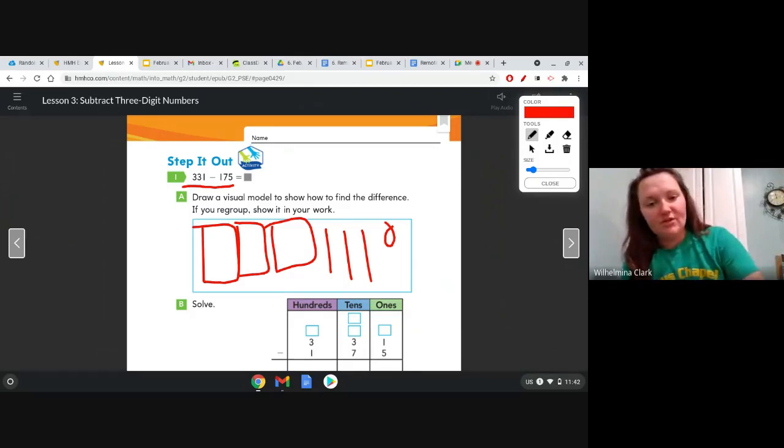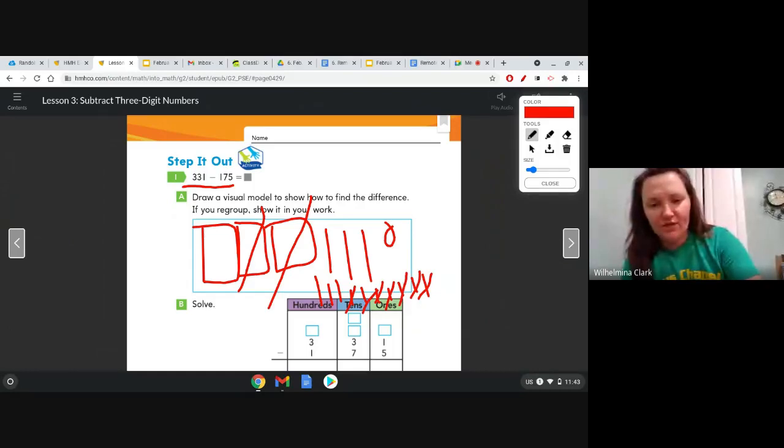So if we do 175, take away 100, we need to take away 7 tens from this, so we've got to break this one and put 10 tens over here. So if we did 13 minus 7, we've got 1, 2, 3, 4, 5, 6, 7. So we have 6 left. So that's 100, 6 tens.